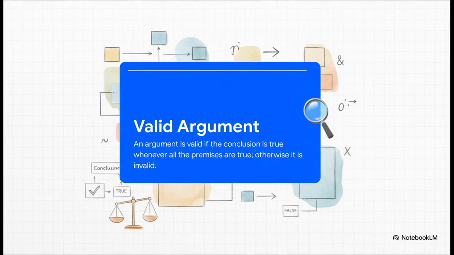Okay, lean in because this next part is maybe the most important concept of all. An argument is called valid if its structure is solid. It doesn't actually matter if the conclusion is true in real life. A valid argument is basically a promise. It says, if your starting points, your premises, are true, then the conclusion has to be true. It's all about that logical link, not whether the facts themselves are right.